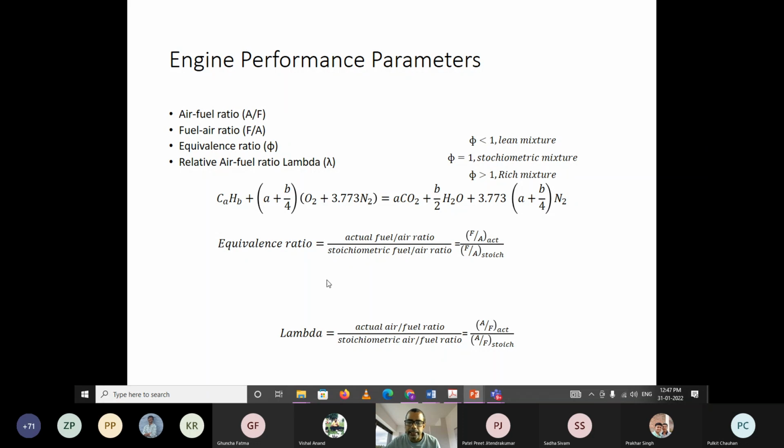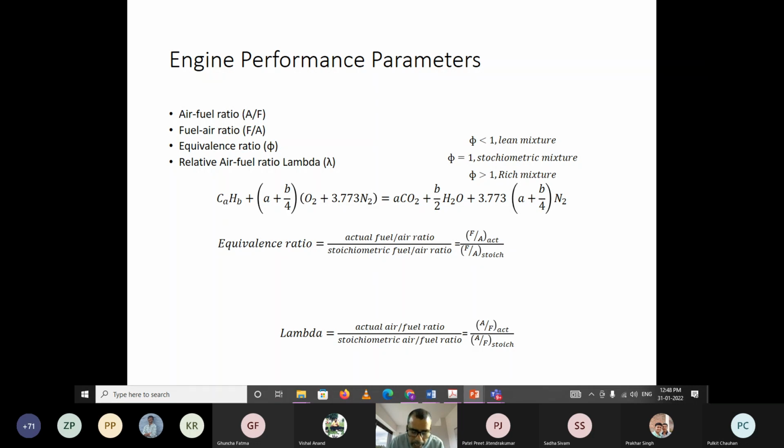If lambda is less than 1, then what kind of mixture is it? Then we have excess fuel. Excess fuel. What will we call that mixture? It is a rich mixture.